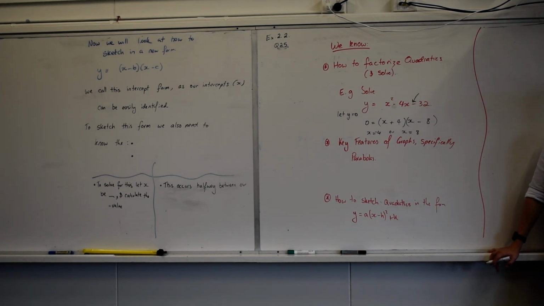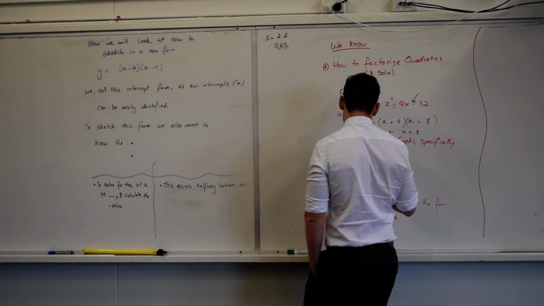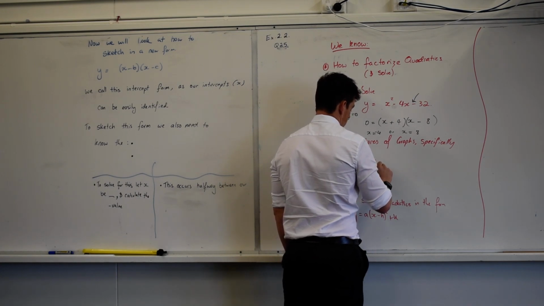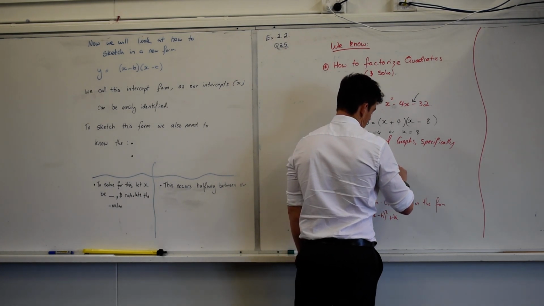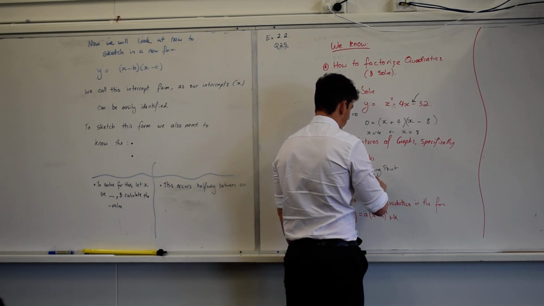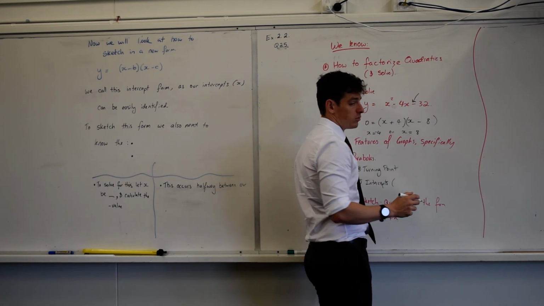When I say key features of a graph, what does that mean? What do you know that I'm talking about with the key features of a graph? Turning point. That's specific to parabolas, but because we're talking about parabolas, absolutely. So turning point's one of the things that I need. What's the other thing that I need? Intercepts. There could be multiple intercepts, obviously, but they come in two forms.